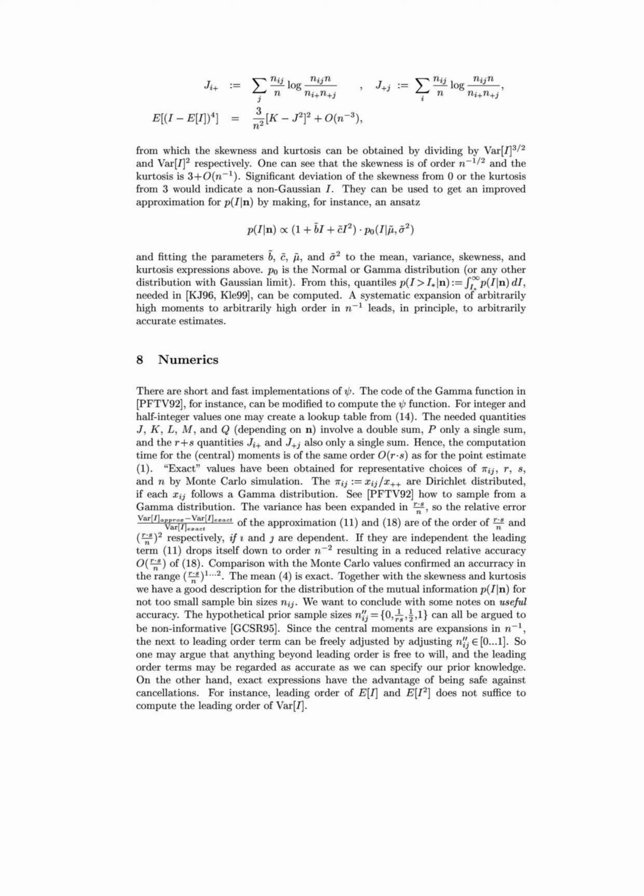We want to conclude with some notes on useful accuracy. The hypothetical prior sample sizes n'_ij equal to 0, 1/2, or 1 can all be argued to be non-informative. Since the central moments are expansions in 1/n, the next to leading order term can be freely adjusted by adjusting n'_ij in 0 to 1. So one may argue that anything beyond the leading order is free to will, and the leading order terms may be regarded as accurate as we can specify our prior knowledge.